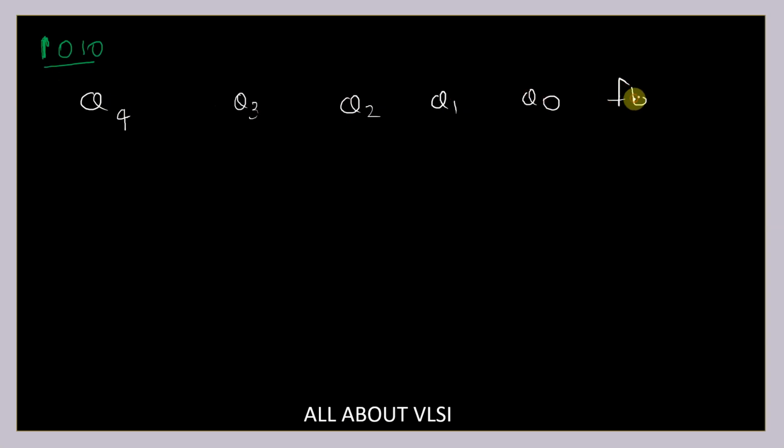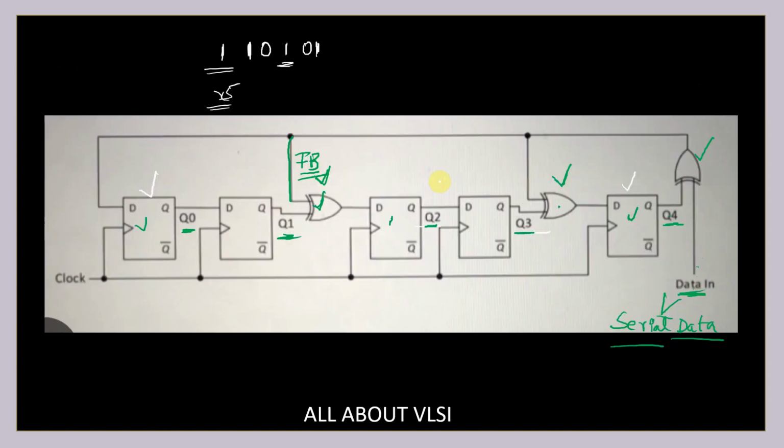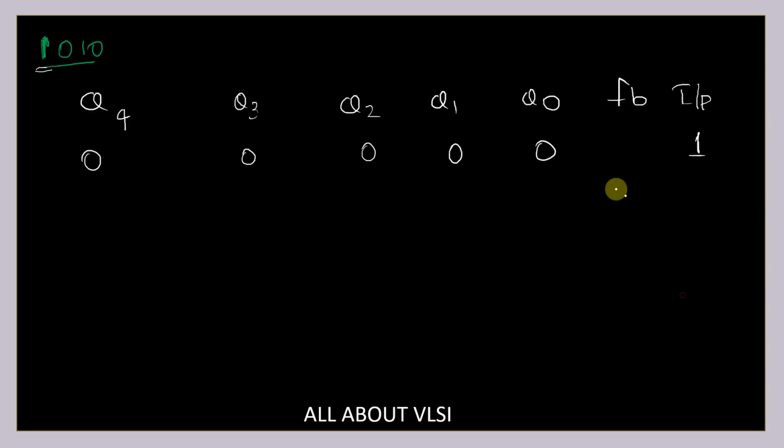And this is my feedback, and this is my input. So let's say the content of Q4, Q3, Q2, Q1, Q0 are equal to 0. And let's say I'm going to provide the input as 1. This is the first input I'm going to provide. So what is the feedback? Feedback is this line. Feedback is Q4 XOR with data, which is equal to 1. Now, this is my first cycle.